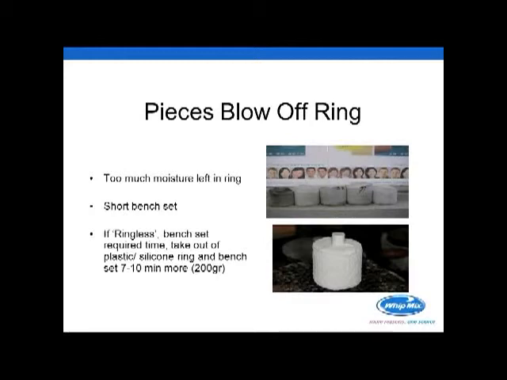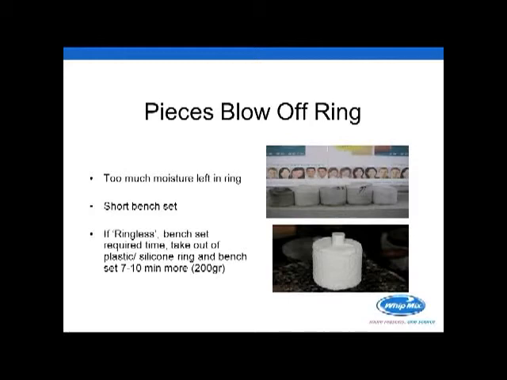If you're using ringless technique, especially with the plastic type rings that are on the market, then what you want to do is bench set for the required time, then take it out of that plastic or silicone ring and let it bench set another 7 to 10 minutes if it's a 200-gram ring, maybe 3 to 5 if it's a 100-gram ring. This will allow it to blow off the excess moisture that could not escape because it was encased in plastic. I think you're going to find that you'll have better results with your rings if you'll follow that little procedure. I know that it's not in the written procedures at this point, but it certainly will be included later, and we're finding that this is being recommended by not only Whitmix, but some of the other competitive investment manufacturers.